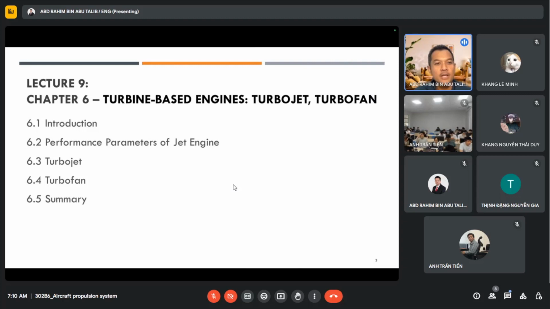So with regards to the content for chapter 6, first we will look into the introduction and going into the topic of performance parameters of jet engine. And then it will be followed by turbojet as well as turbofan.